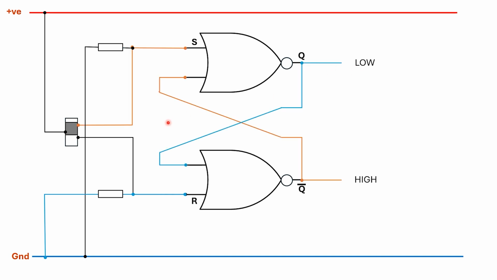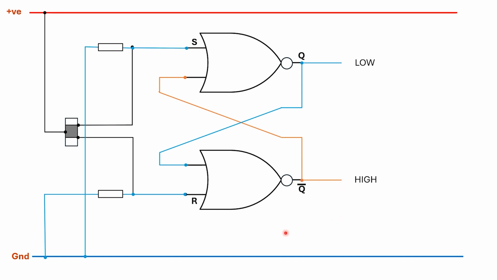As the sliding contact in the switch continues to travel, it will eventually connect to the upper terminal, meaning that S is now connected to the positive supply bus. Because S is now high, the output Q must be low. Meanwhile, R is now connected to ground again. And because the other input is connected to Q, which is now low, both inputs to that NOR gate are now low, meaning that not Q now goes high.